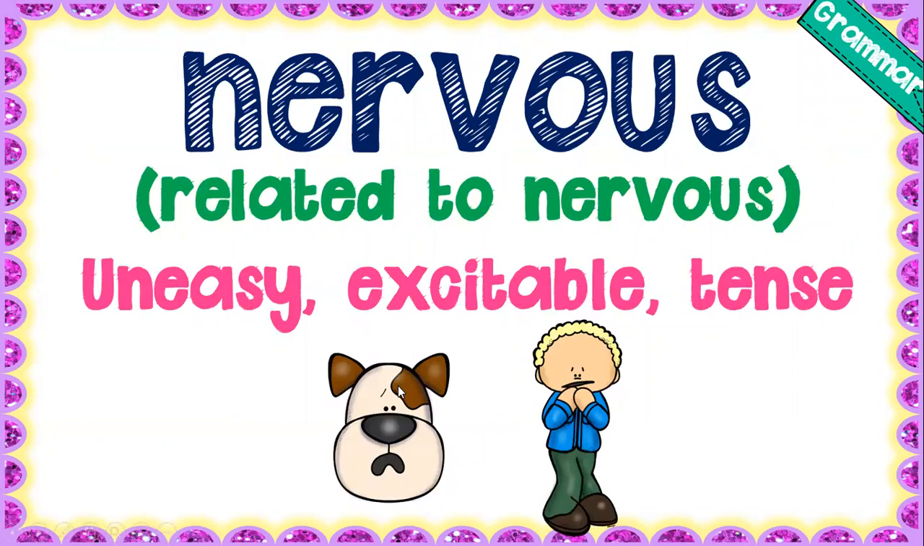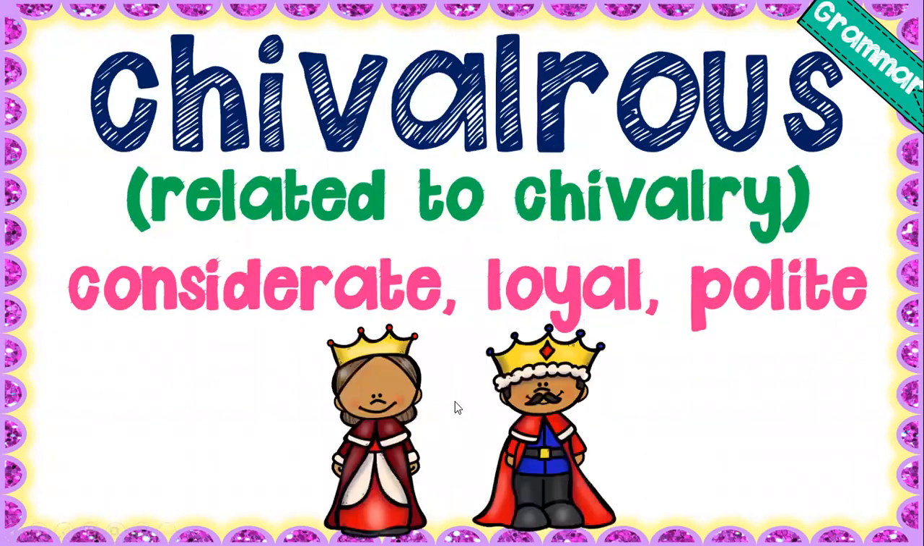Nervous is related to nerves. So your nerves, you think about your nerves being shot. If you were walking into school for the first day, your nerves are a little off. You are nervous. You are uneasy, excitable, and tense.